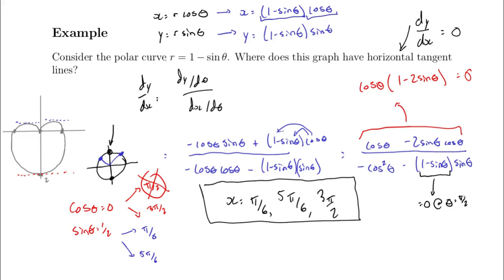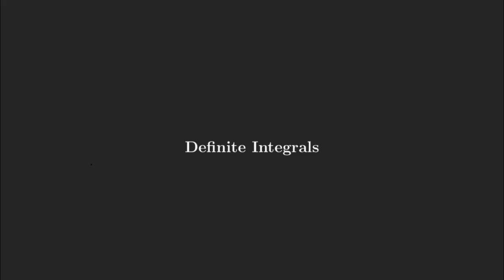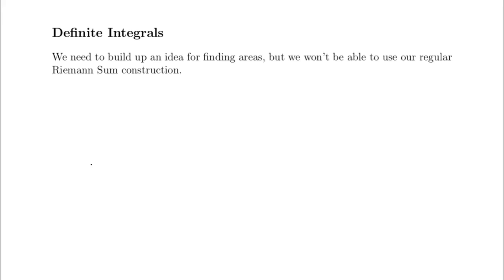Again, we'll just notice that we had to throw out the pi over 2 value because the denominator of this derivative was equal to 0. Our denominator doesn't actually exist there. Awesome. We can do a whole bunch of other stuff with derivatives, but it all ends up being those same kinds of computations. Let's think about definite integrals instead.